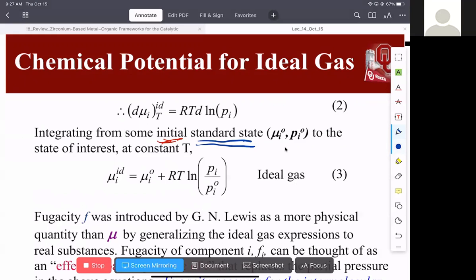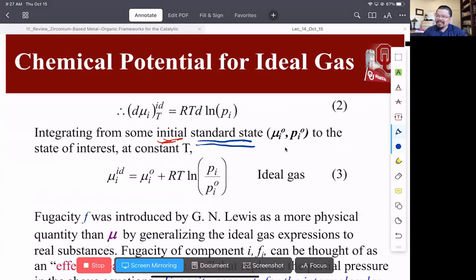Do you mean? No, I forgot. Sorry. Is it at 1 atmosphere and 25 degrees Celsius or something?